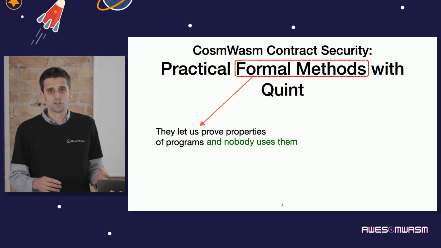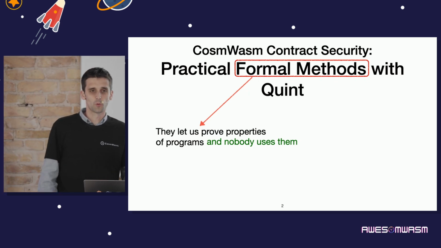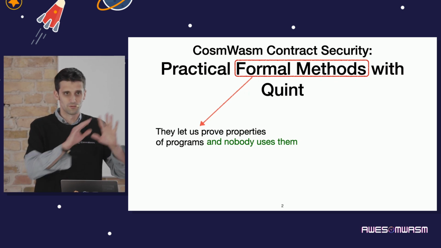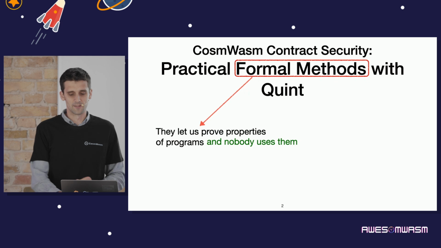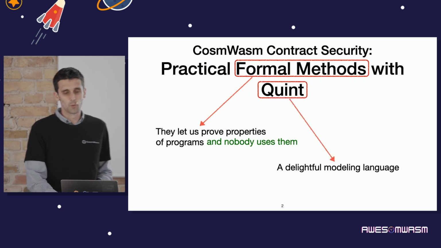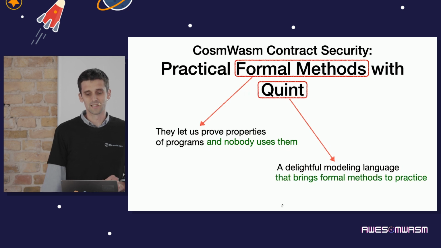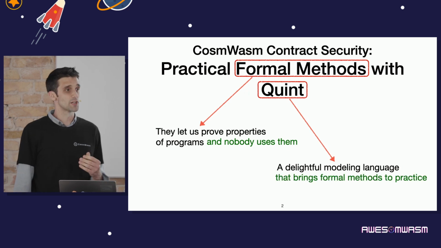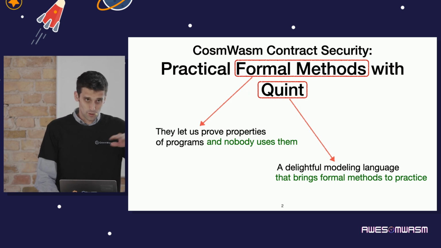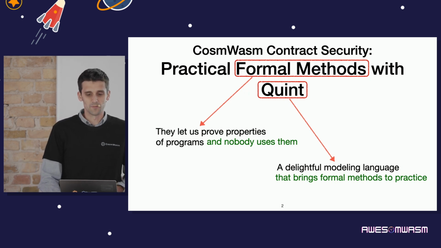People in this community noticed that, so they started to work on more and more practical formal methods, kind of trading off a bit of rigor for practicality. And our contribution at Informal was building Quint. We like to refer to it as a delightful modeling language that brings formal methods to practice. I will go into more detail on what I mean by that.